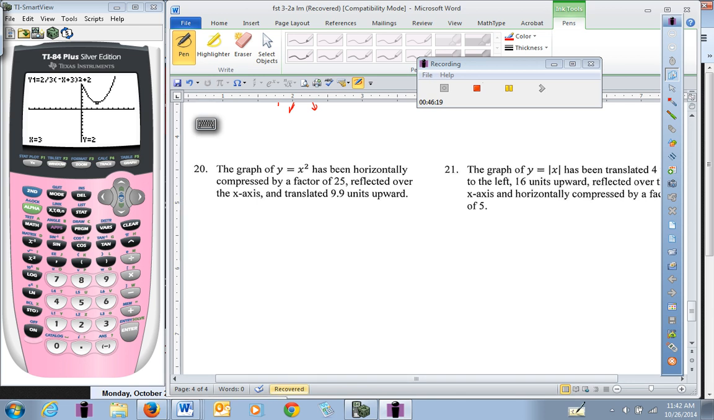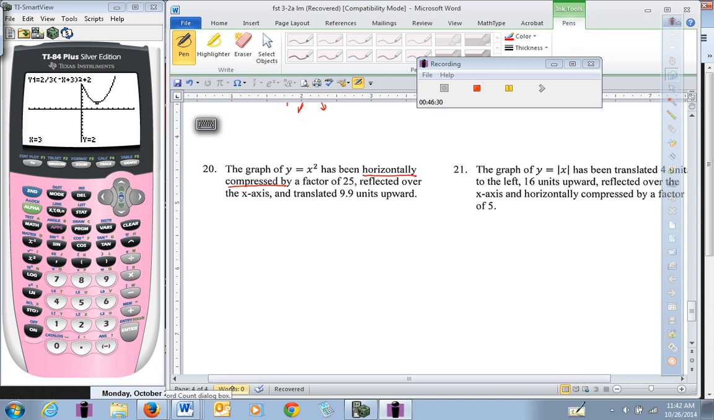Okay, I'm going to let you try number 20 and number 21, and then you can just meet me back here when you think you're done. Be careful because you've got a horizontal compression, and you know that number has to go inside the grouping symbol. So be careful on these last two.